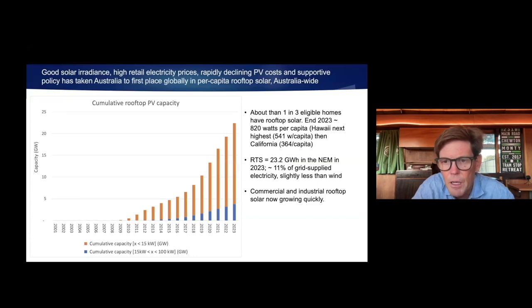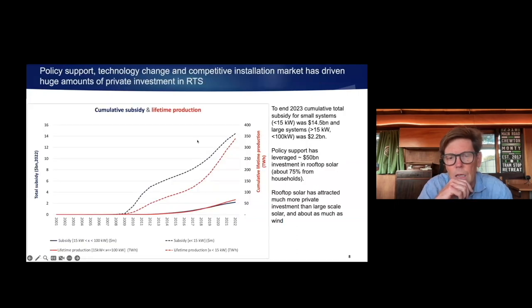Rooftop solar supplied 11% as an aggregate of grid-supplied electricity. In South Australia, it was 24%, and C&I is now growing quickly as well. This chart combines on the right-hand side the cumulative lifetime production of the rooftop solar, which is now about 50% more than energy production in the NEM for a year, but this is, of course, cumulative lifetime over the life of the panels. On the left-hand side, you can see the subsidy.